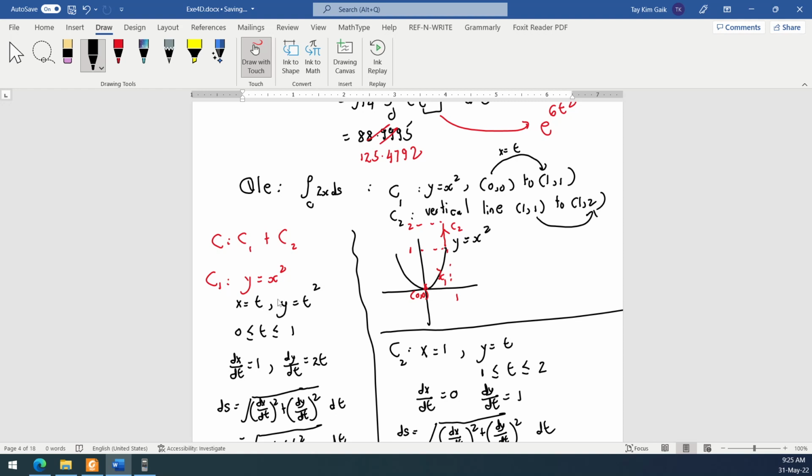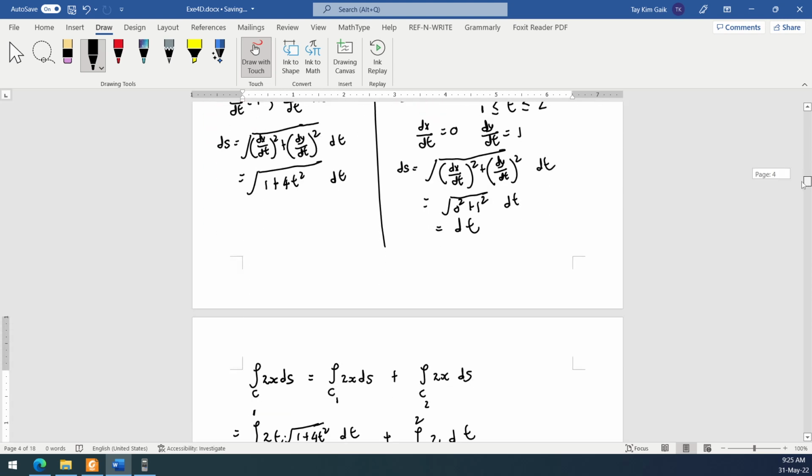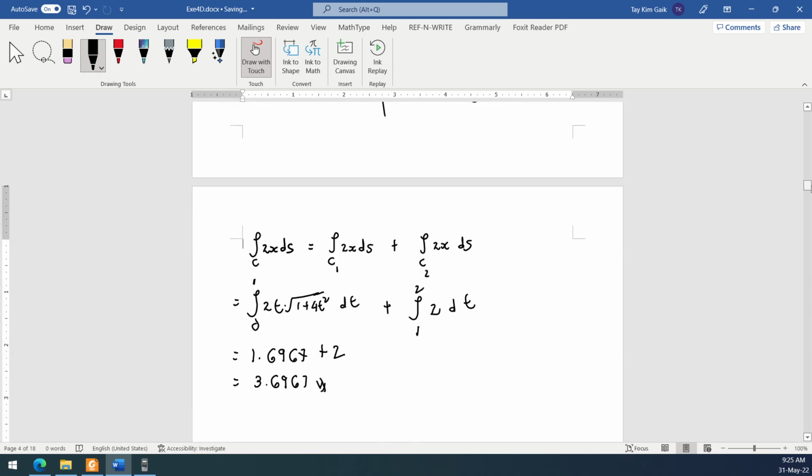So x is t, and x moves from the point (0, 0) to (1, 1), hence t also goes from 0 to 1. If x is t, then y equals t squared. Then you can find dx/dt and dy/dt, then you can find the ds. So plug x, y, and ds into the line integral of the scalar field. X is t, ds is square root of 1 plus 4t squared dt.